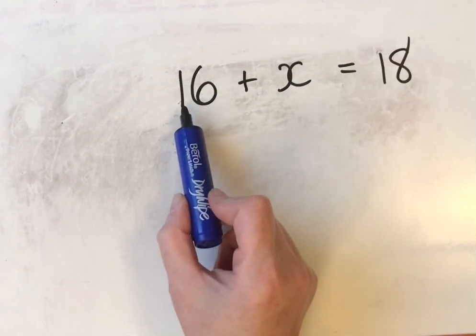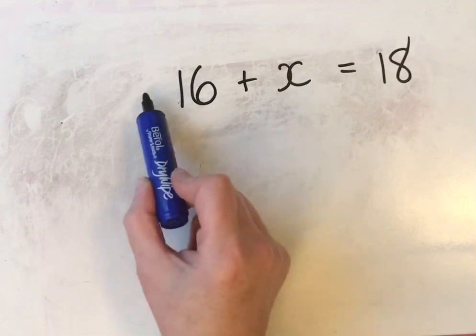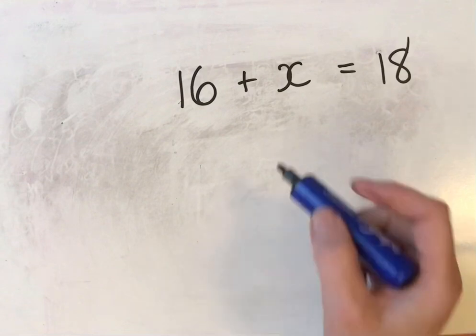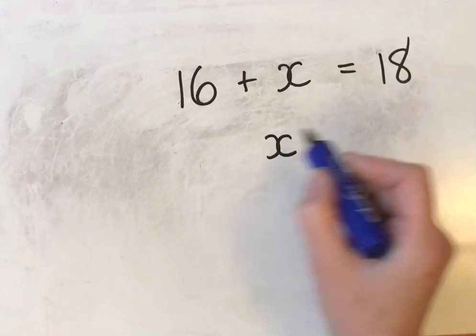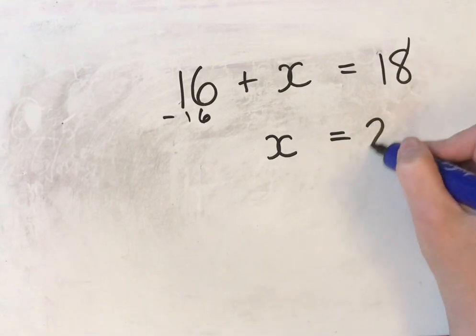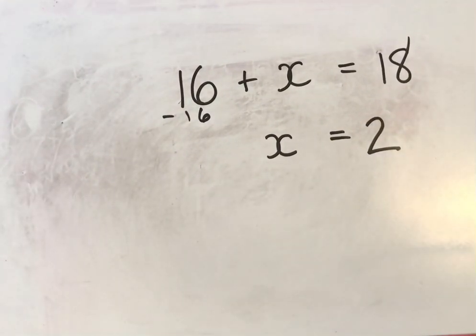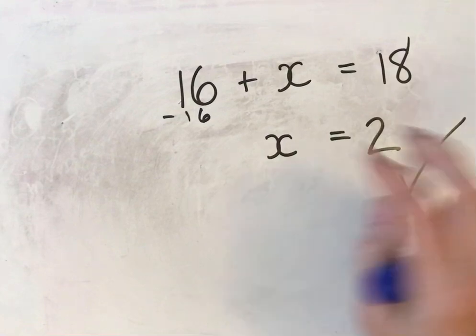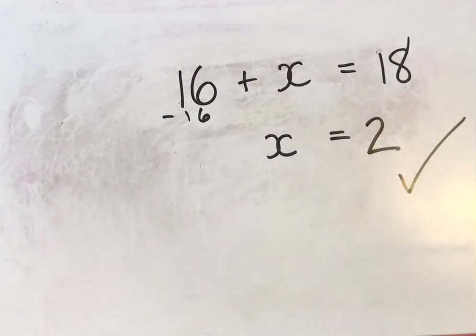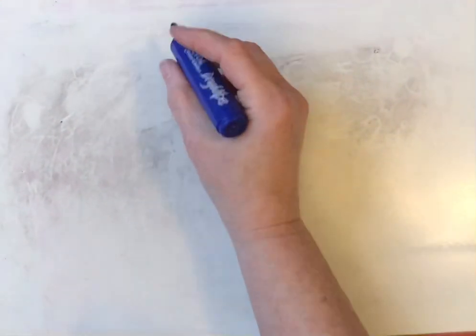Now here, when the number is at the beginning, if there isn't a minus sign, we assume that it just is a positive number. So for x, we're going to take away 16. 18 take away 16 is 2. Did you get that right? I hope so. Don't get fuzzled, don't get worried that they're the wrong way round. One more, and then you're going to have a go at some.